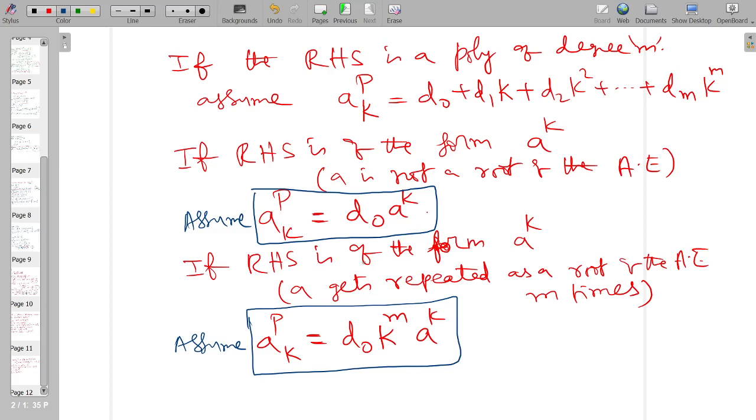So you have to remember these three types, and accordingly you find the particular solution, and the solution when you consider the homogeneous recurrence relation, and write down the general solution as a sum of the solution obtained from the homogeneous equation and the particular solution.